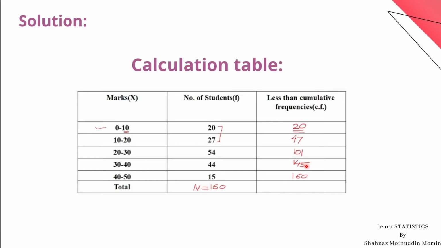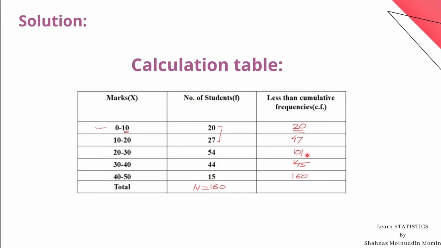Here, first we calculate the less than cumulative frequencies. We write the first frequency 20 as it is. Then we add the first two frequencies 20 and 27 and write its sum at the second place. Similarly, to obtain the third less than cumulative frequency, we add the first three frequencies 20, 27 and 54. Likewise, we complete the column of the less than cumulative frequency.